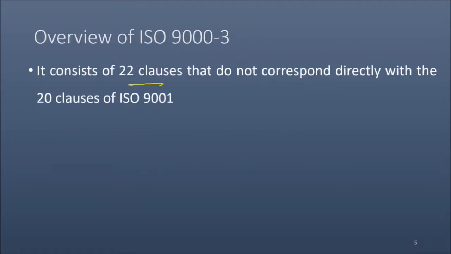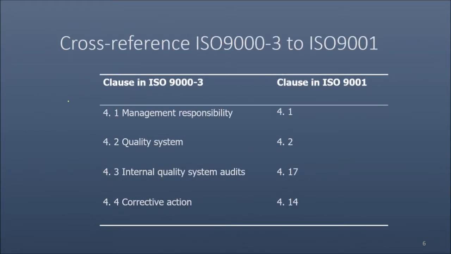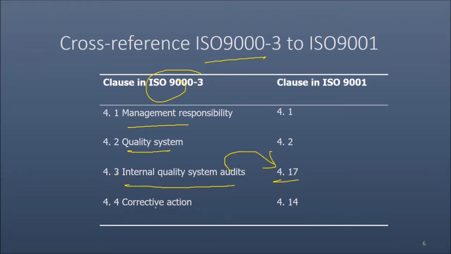It consists of 22 clauses that do not correspond directly with the 20 clauses of ISO 9001. So the 22 clauses are grouped into three major categories: quality system framework, quality system lifecycle activities, and quality system supporting activities. These are the cross-reference of ISO 9003 to ISO 9001. For example, management responsibility, quality system, internal quality system audits. So 4.3, what you find in ISO 9003, is mentioned in clause 4.17 in ISO 9001, while 4.4, the corrective action, is at 4.14.